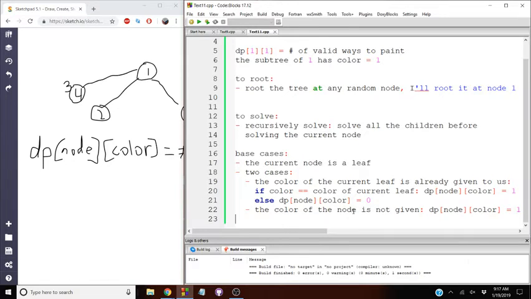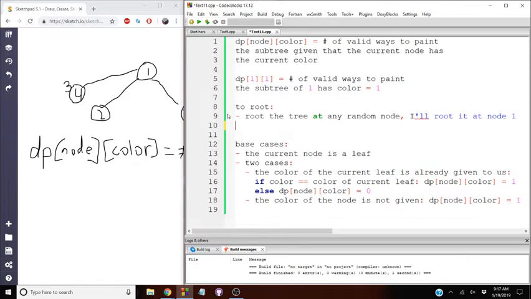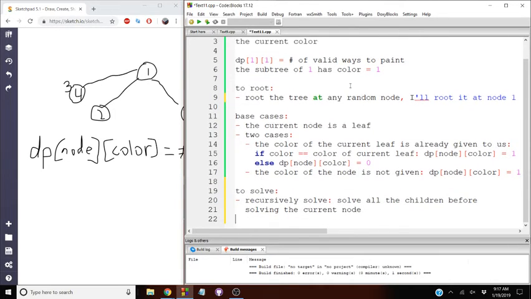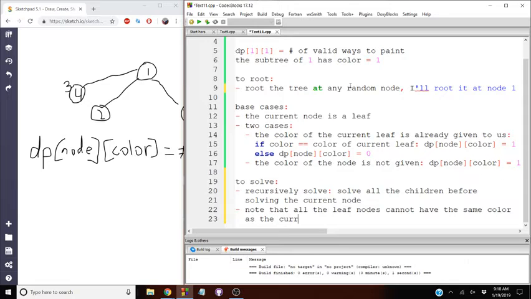Okay, cool. So this was the base case. And now we need to solve it for another node. Okay, so to solve the current node, what we need to do is, so we already assume that we know all the leaf nodes, right? So note that all the leaf nodes cannot have the same color as the current node because they're all connected by edges.